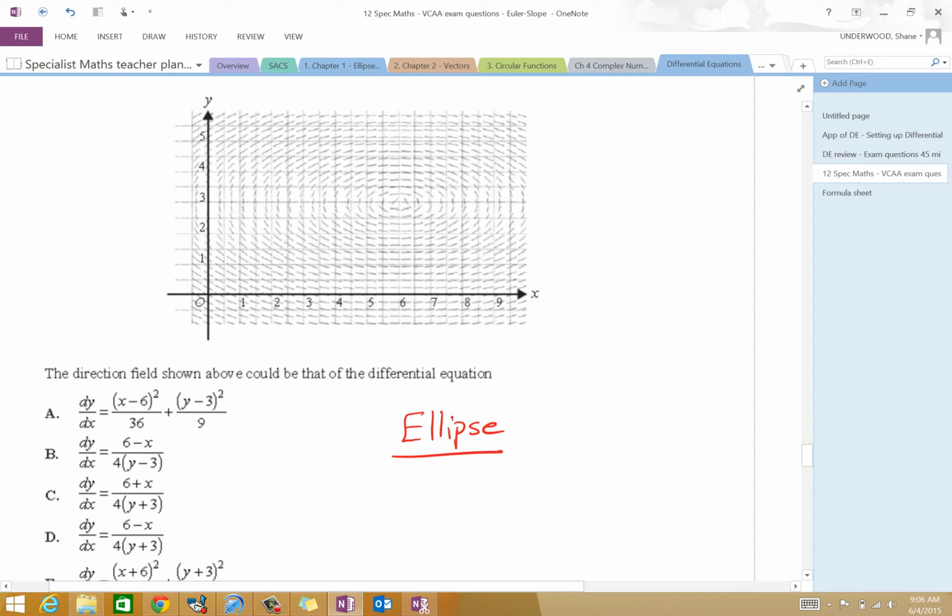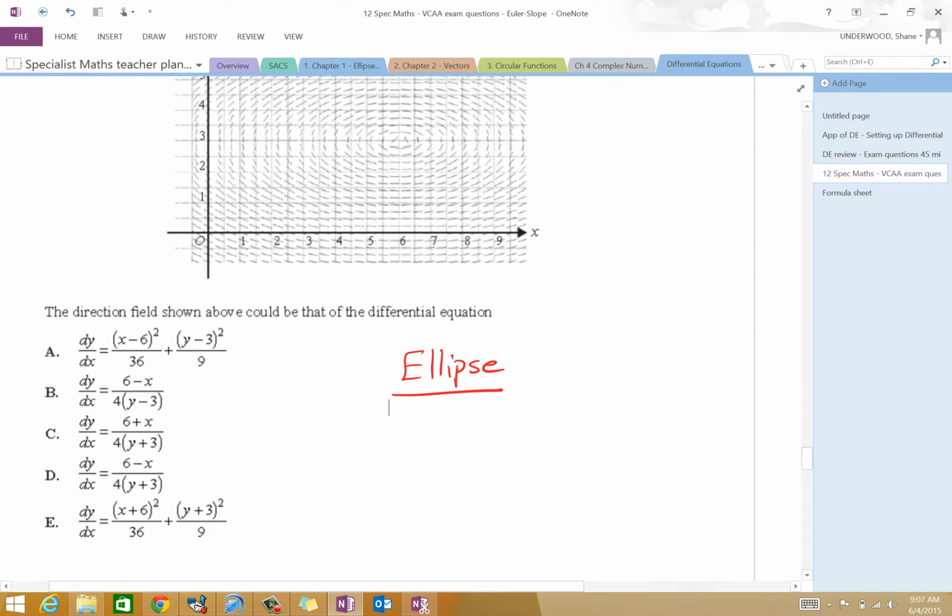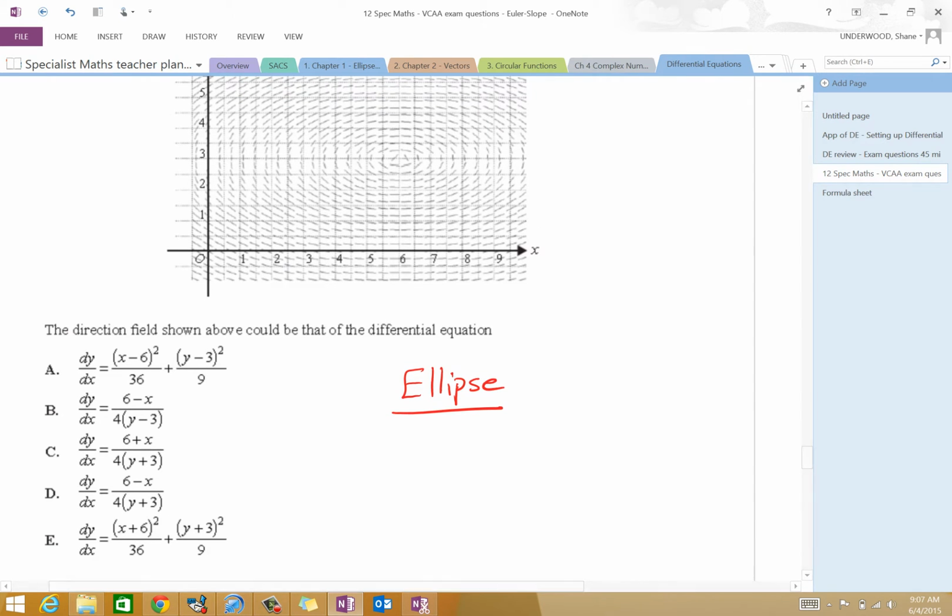So if it's making an ellipse shape, which one of these might not be an ellipse? Yeah, they're not derivative functions for ellipses. They're the actual function for an ellipse. That's right, exactly. Now, the gradients are forming what looks like an ellipse, but that doesn't mean that it's an ellipse function itself, yes? Okay, so instantly, which one do we cross out? A and E. Okay, good.